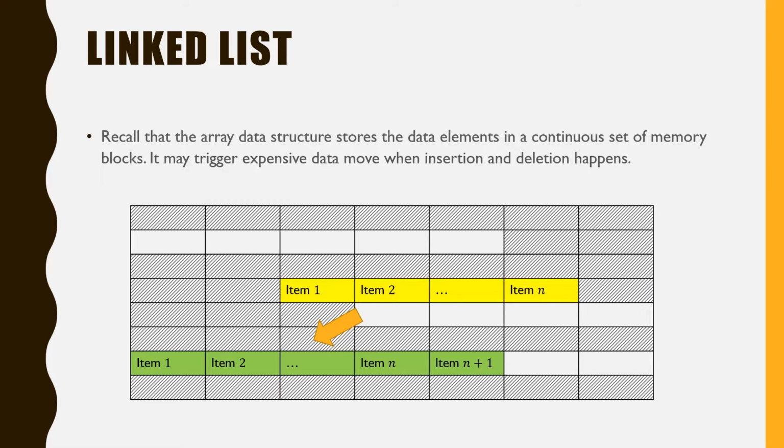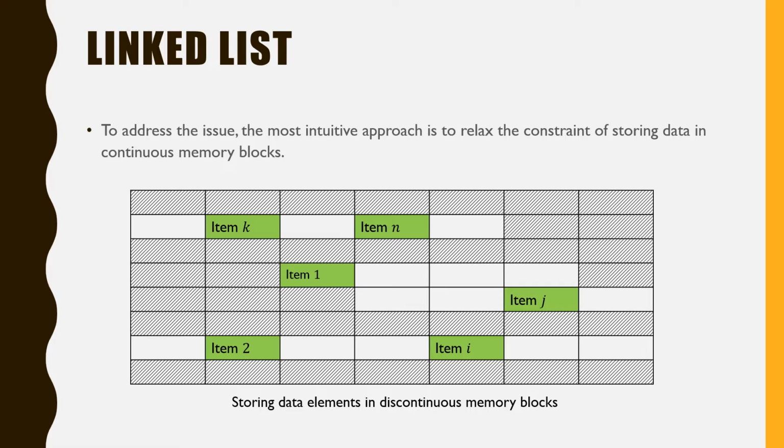It doesn't matter whether we move the data to a new place for a larger set of memory, or we move the data to eliminate the holes caused by deletions. We do it to ensure that the data elements are stored in continuous memory blocks. In this case, a simple solution to prevent such expensive data moves is to allow storing data elements in discontinuous memory blocks. This is exactly the intuition behind the linked list data structure.